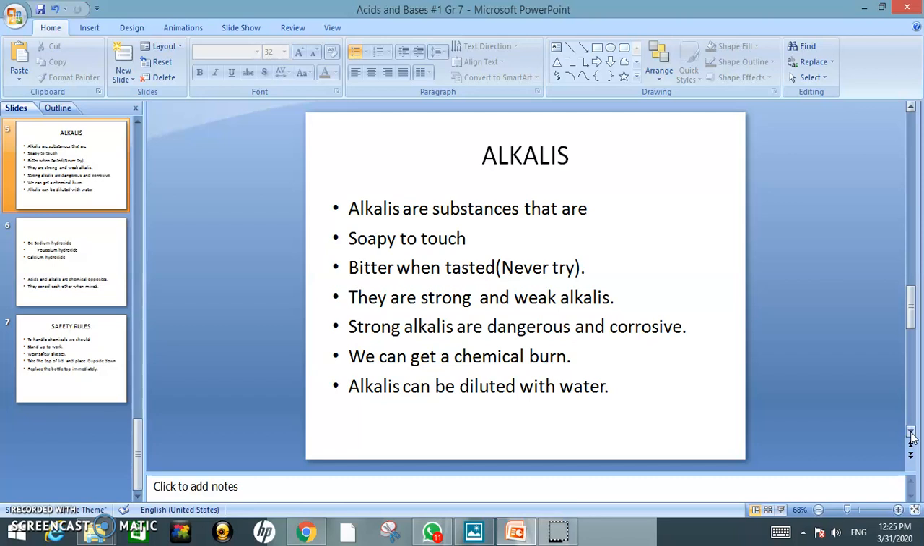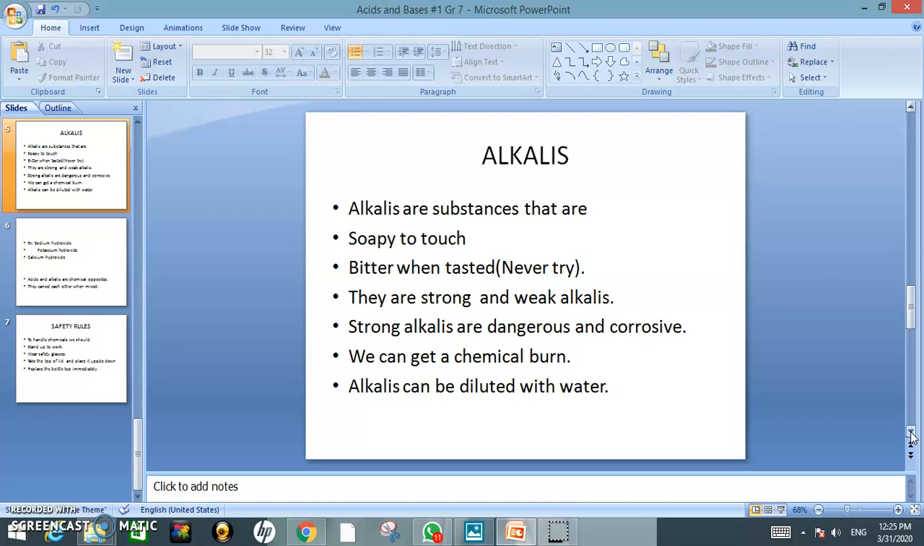Let's come to the next group of compounds, that is alkalis. Okay, now if you are clear with the acids, fine. If you aren't, please stop the presentation here and go back to the properties of acids. It's very important at this stage that you are clear about what acids are. Now let's come to alkalis. This word may be slightly new to you.